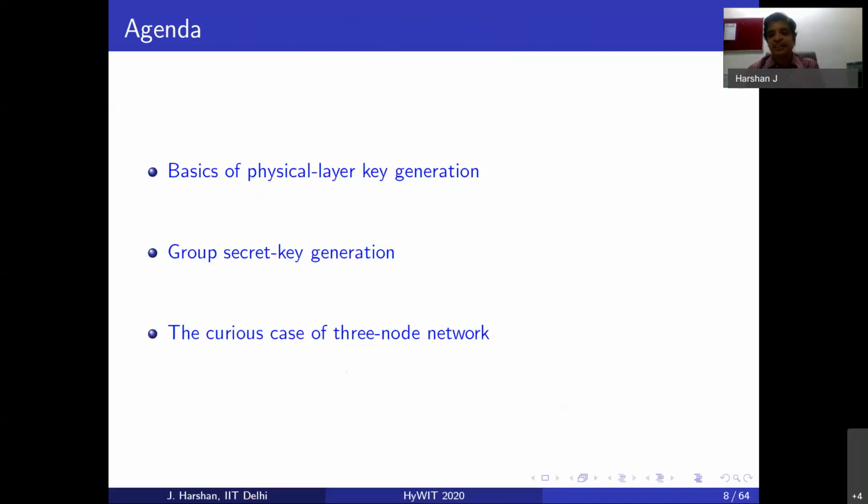So basically, a 3-node network is a very simple example of a multi-user setting, because it's not just 2-user, it is one more than that. And this would be used to understand the challenges involved in generating a group secret key using the physical layer techniques. So we are going to go through each one of these one by one.